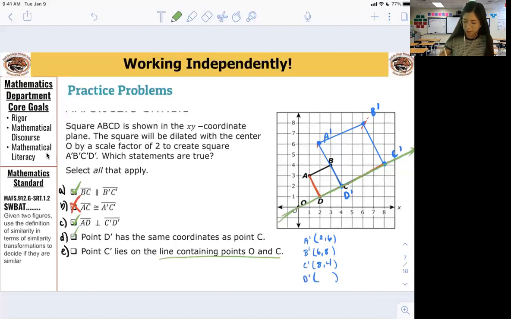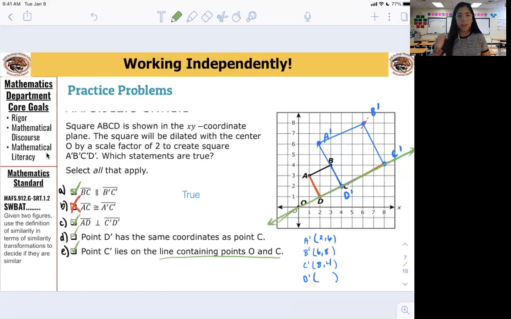Does C prime lie on that same line? Yeah. It's because point O is the point of dilation. So of course, if you extend that line, by definition it has to touch both C and C prime, since it's a straight line. So the only one that was absolutely wrong was B, and you could argue that C is also wrong, but since it's not a test, there's no need to do that.